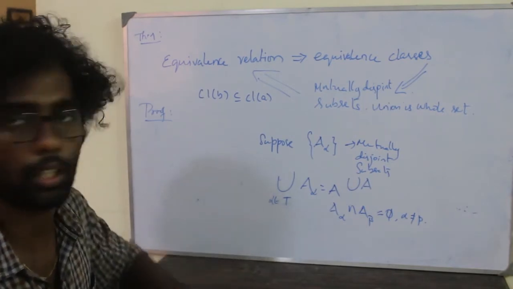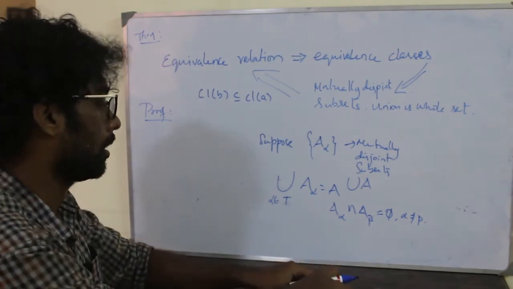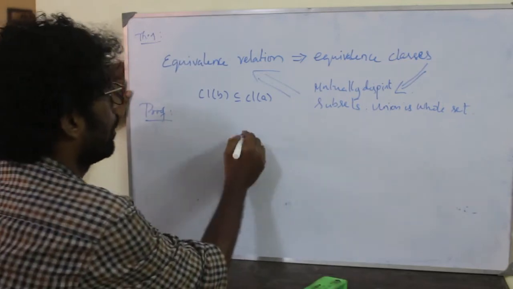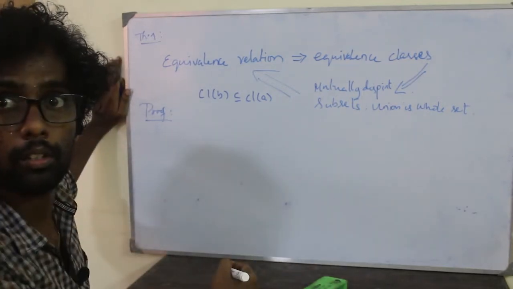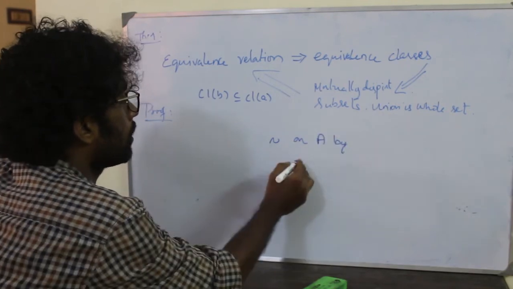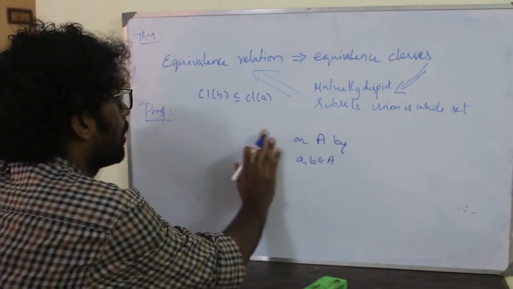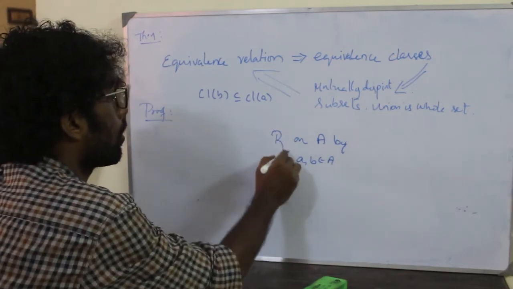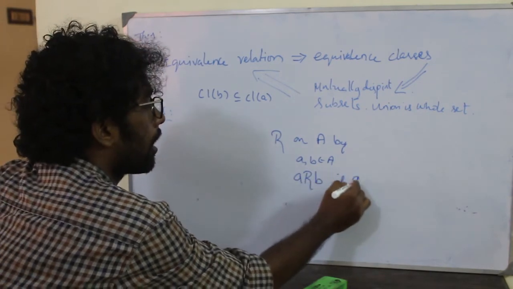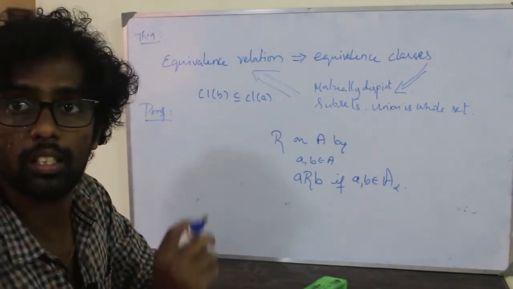To prove that tilde is an equivalence relation, we need to define tilde. I am going to define it using those A alpha sets. Tilde is defined on A as follows: suppose a, b belong to A. A is related to B, using the relation R, if a and b are in the same A alpha, that is, if they are in the same set.